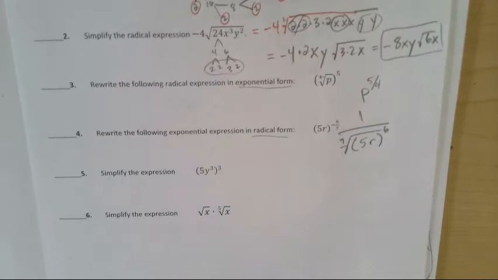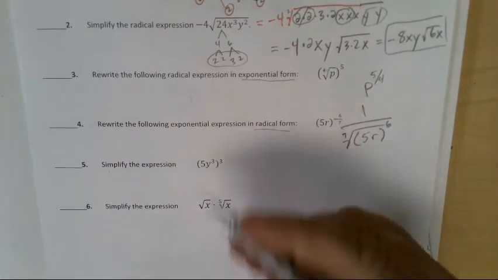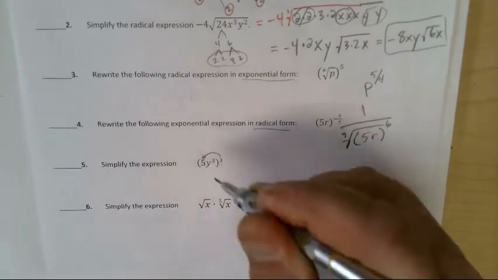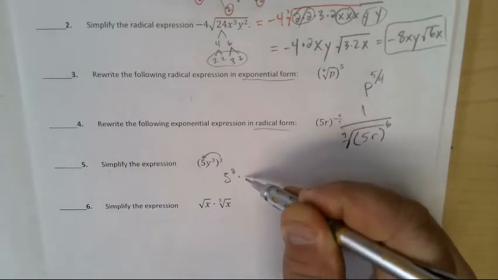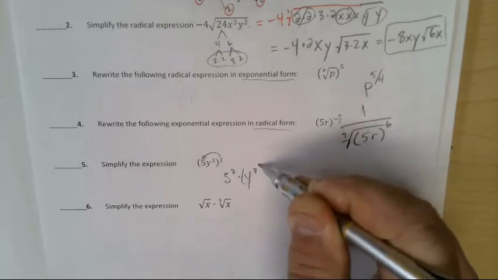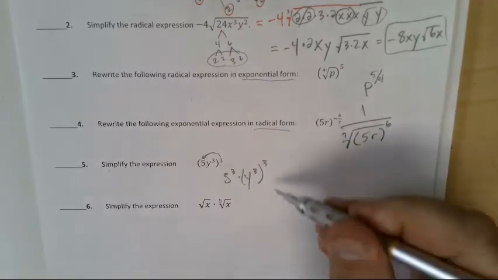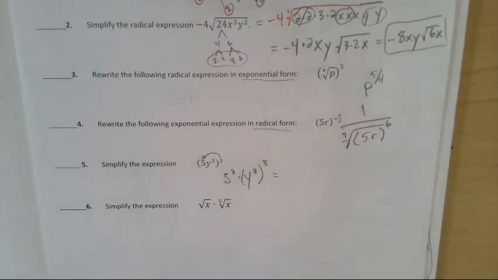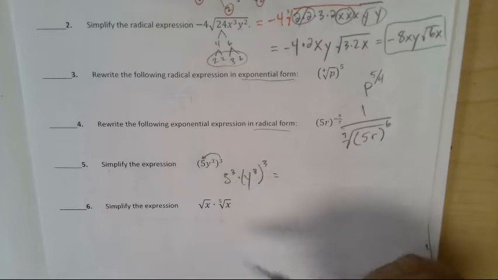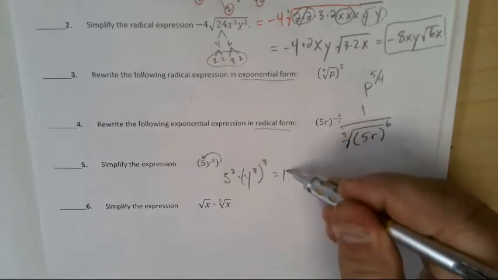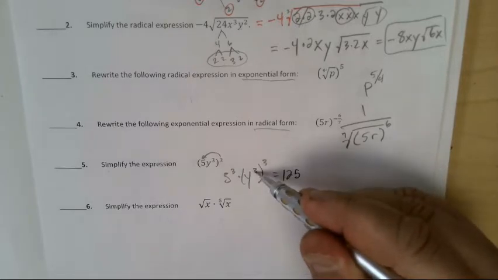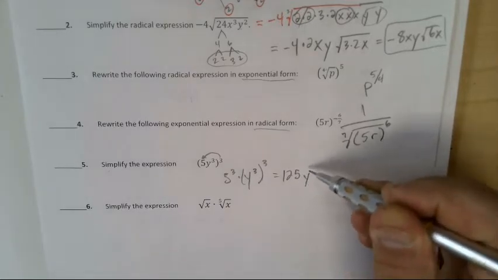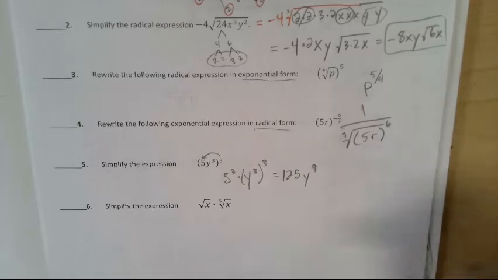Okay, simplify this. Okay, this is like what a lot of y'all have done in a quiz. I've got to go 5 to the power of 3, and then I have to go y cubed to the power of 3. Okay? 5 to the power of 3 is not 15. That's 5 times 3. This is 5 to the power of 3, which means 5 times 5 times 5, which is 125. And then this, I have a power to a power, so I multiply those. 3 times 3 is 9.